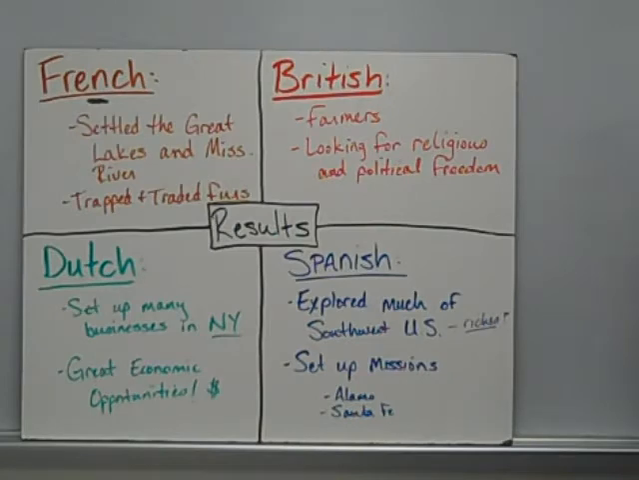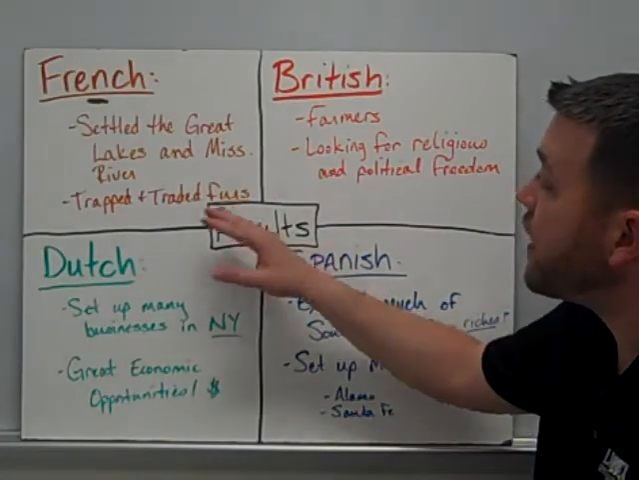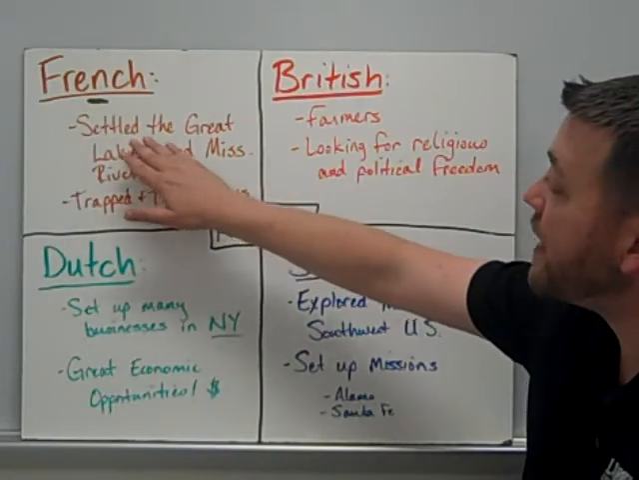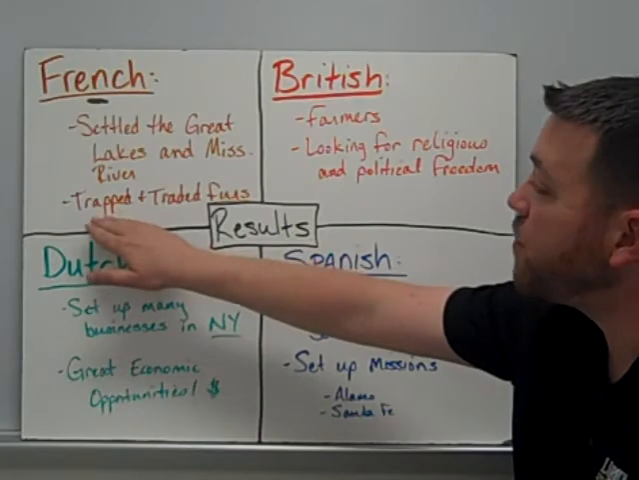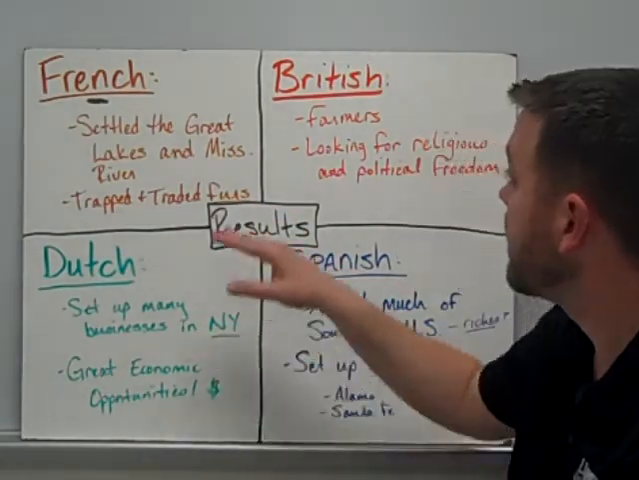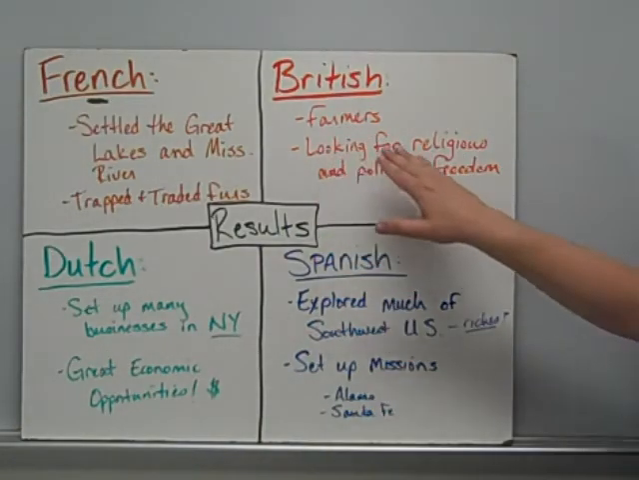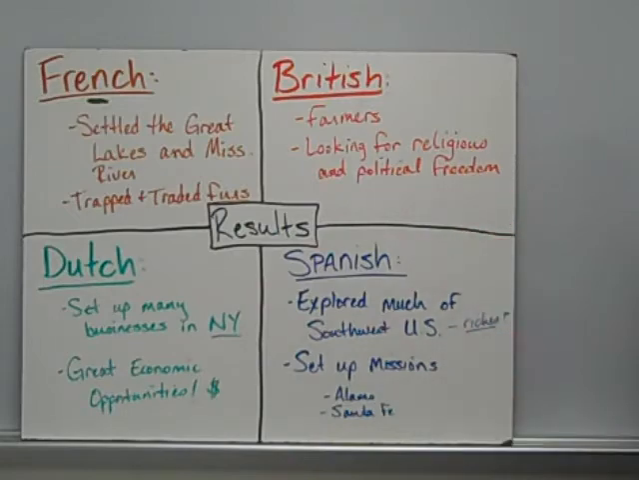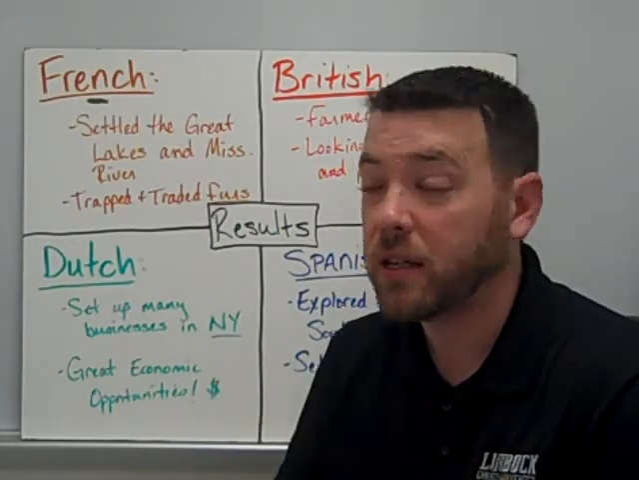Now, we talked about those big players: the French, the British, the Dutch, and the Spanish. And the results of them exploring and colonizing are as this. The French settled the Great Lakes areas and the Mississippi River. What they did was they trapped and traded furs with the Native Americans. The British were mainly farmers. They were also looking for religious and political freedom from the king that was trying to restrict them in England.